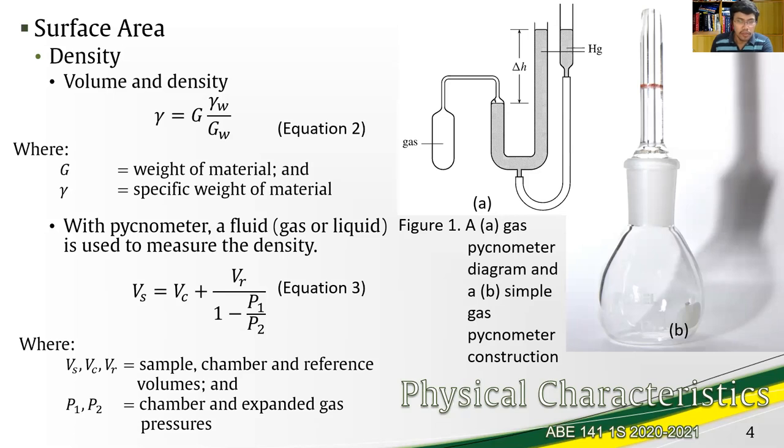With the pycnometer method, there are different setups of pycnometers available, and there is the very basic gas pycnometer, as shown in figure 1, but still with different kinds of setups. The idea is to have the object create a pressure by displacing the fluid inside the setup or the tubes. That pressure is related to the volume and density using equation 3, where the chamber has an initial pressure and volume, and the reference volume and expanded gas pressure are given or determined using measurements. The expanded gas pressure is the value when the material has introduced a pressure into the chamber so that the gas or fluid expands into the reference volume area. It spills into that reference volume area.